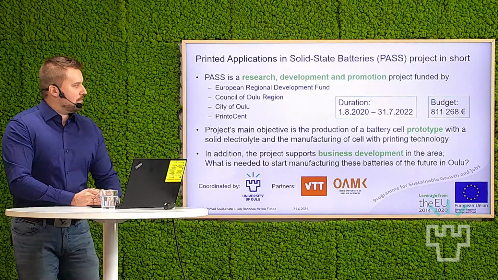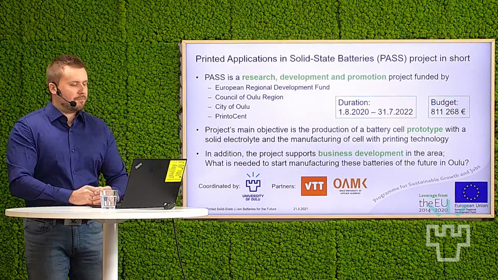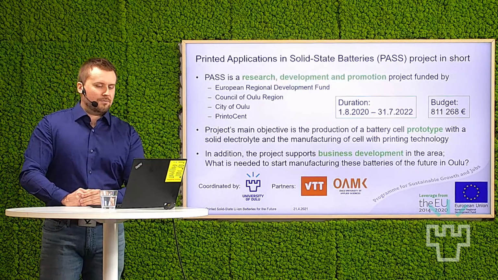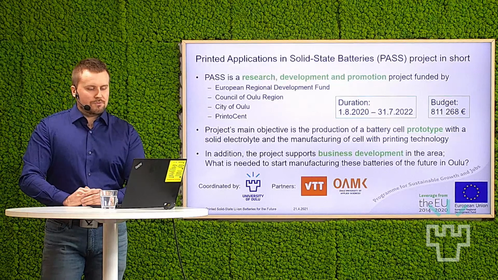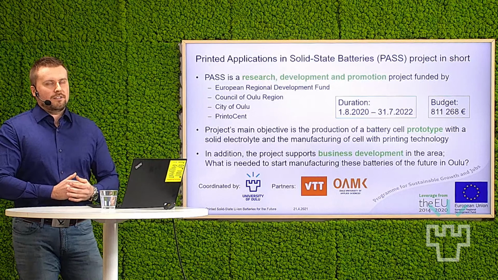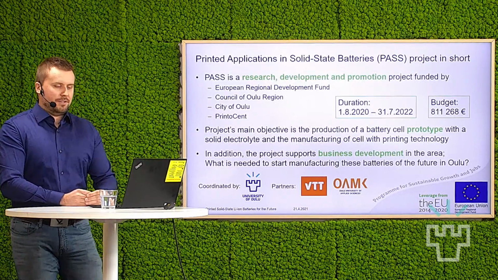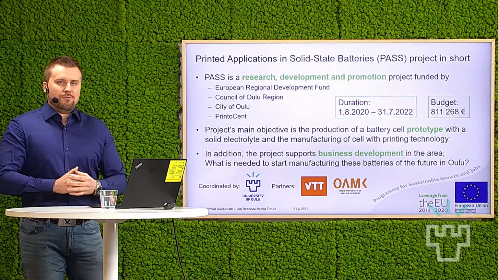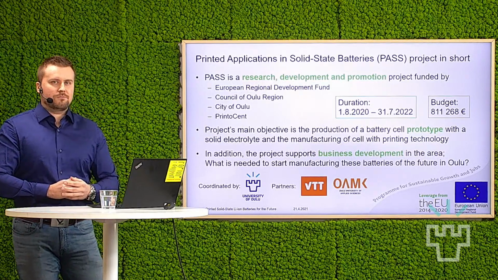The main objective of this project is the production of a battery cell prototype with a solid electrolyte and the manufacturing of cell with printing technology. In addition, we are also supporting business development in the area by looking at what is needed to start manufacturing these batteries of the future here in Oulu. And we are doing some value chain and business ecosystem modeling and development related to that.